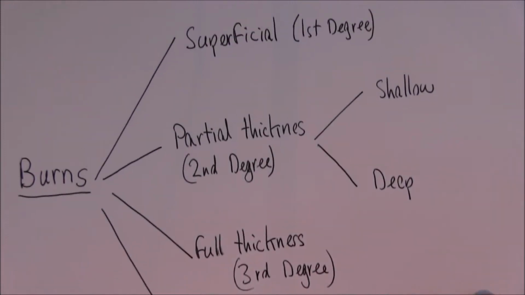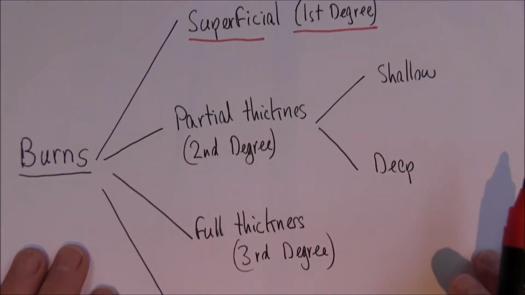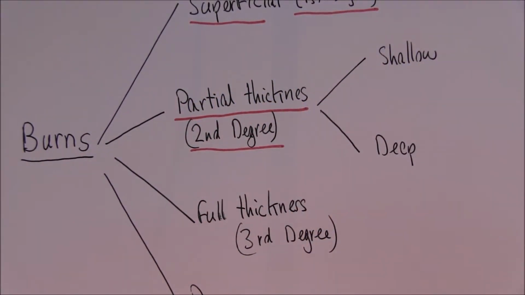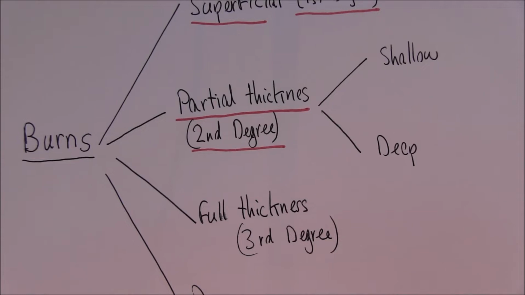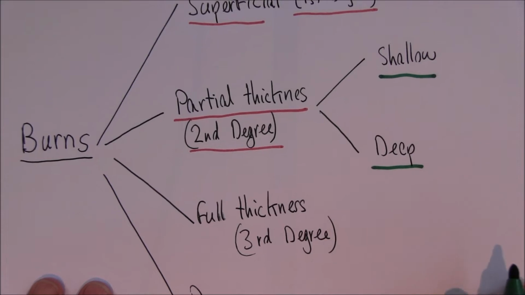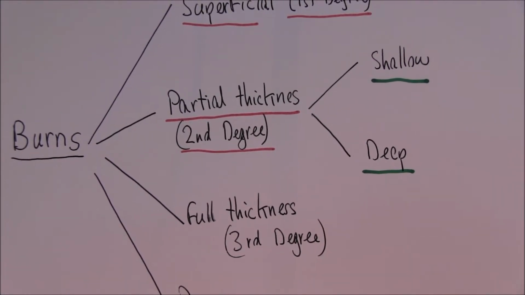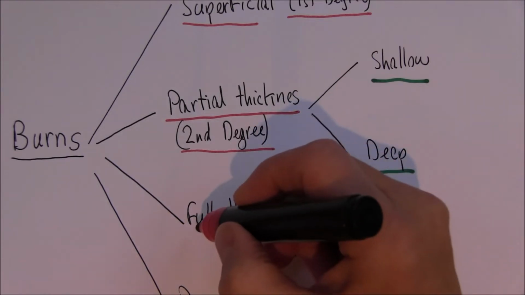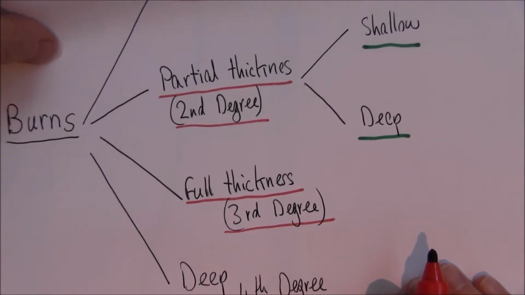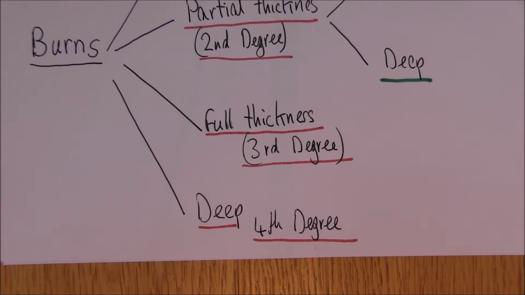So burns can be superficial, the first degree. Burns can be partial thickness, the second degree. And remember, we're dividing the partial thickness into shallow and deep. They're both types of partial thickness injury. Burns can be full thickness, the third degree, involving all of the skin, or they can be even deeper than that, so-called fourth degree burns.